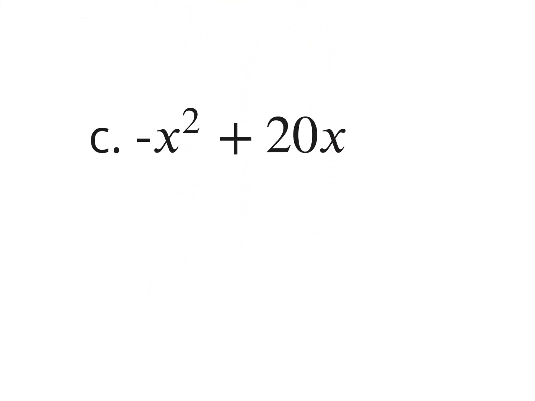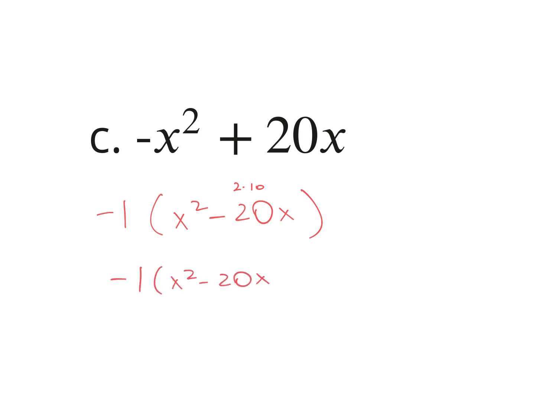Okay, last one. Factor out my -1. So I have x squared minus 20x, sorry, not plus 20x. So in order to make this a perfect square, I do need a positive 100 because this is 2 times 10, and 10 squared is 100. So I'm going to add in 100, but again, we need to make sure we also subtract 100 so we don't change the value of the expression.